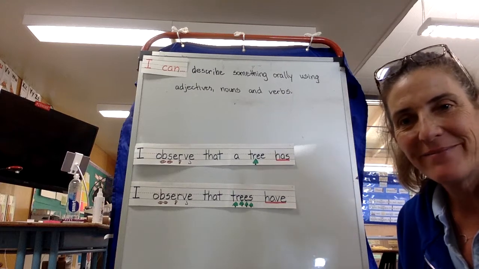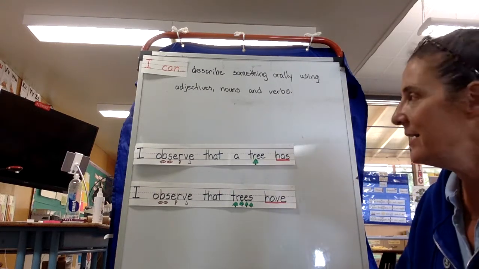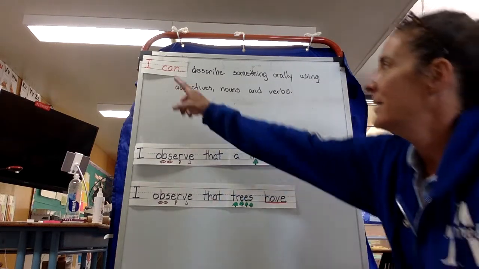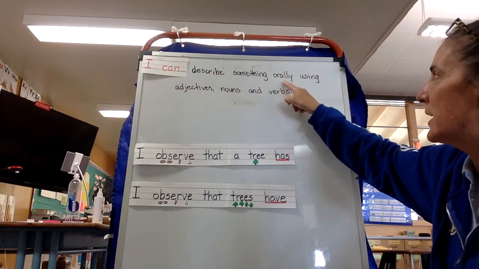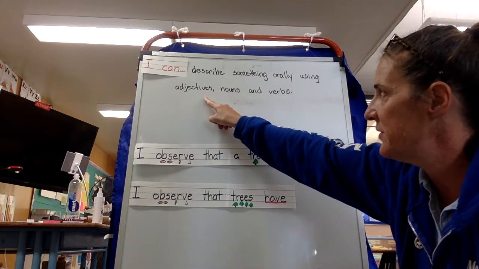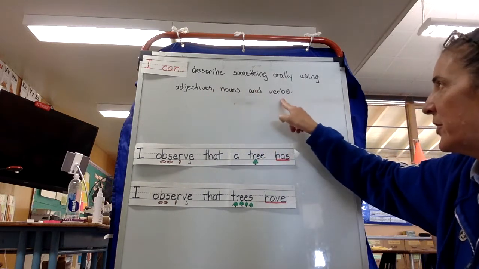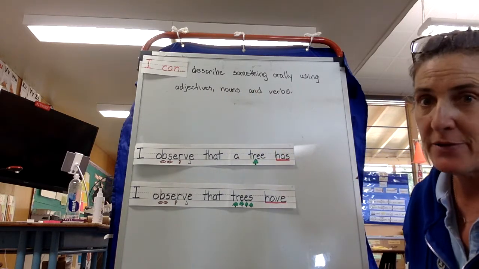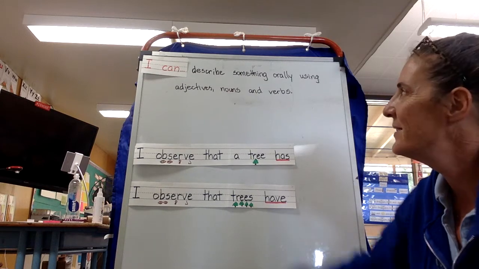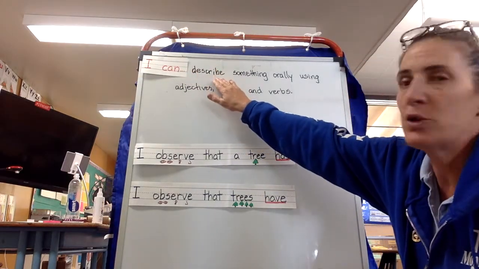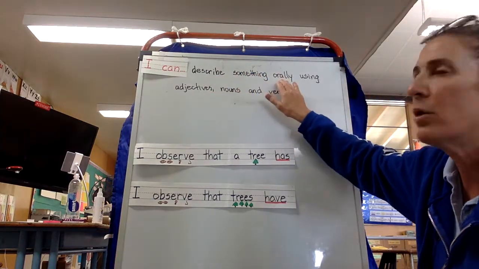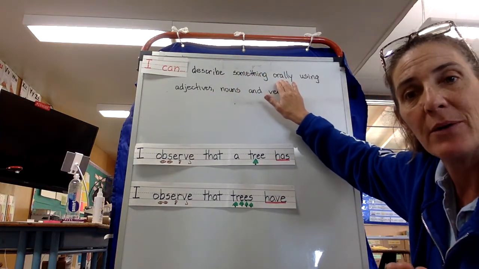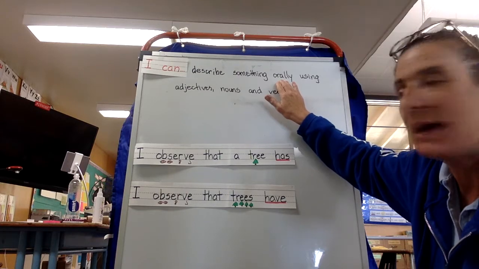Hi, boys and girls. For our lesson today, here's our I can statement. I can describe something orally using adjectives, nouns, and verbs. That's a mouthful. Here's what it means. I can describe, that means tell me about. Something orally, that means out loud. So tell me about something out loud.